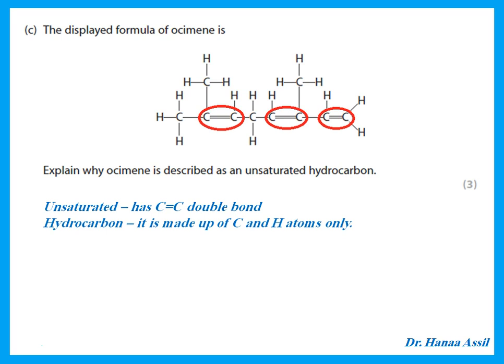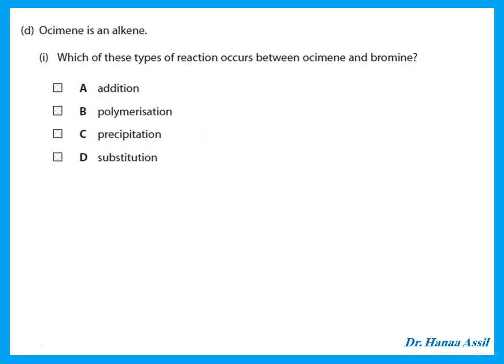Why do we say it's a hydrocarbon? Because it is made up of carbon and hydrogen atoms only. Then ocimene is an alkene. Which of these types of reaction occurs between an alkene and bromine?